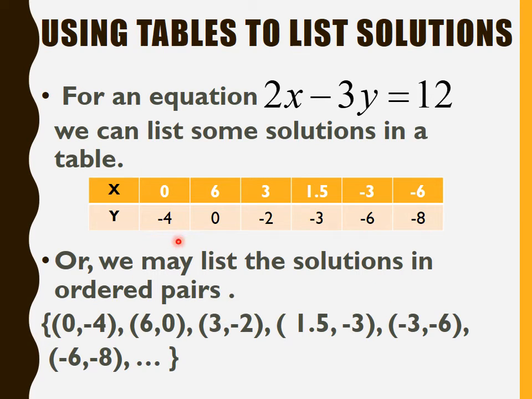So, for the first example, we had 0, minus 4. So, that is the first coordinate. Second, 6, 0. So, the ordered pair is 6, 0. Similarly, 3, minus 2, 1.5, minus 3, minus 3, minus 6, minus 6, minus 8, and so on will also be the ordered pairs of solutions which satisfy this given equation.